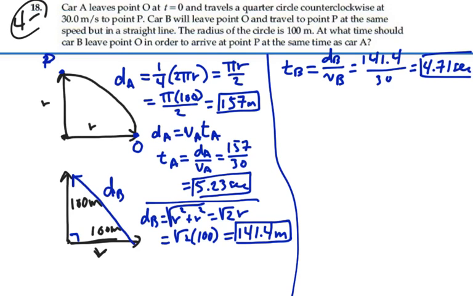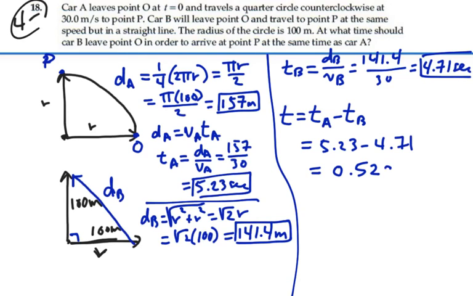The difference is how much lead time car B can give to car A. So the time we're talking about is going to be equal to time A minus time B. 5.23 seconds minus 4.71 seconds is 0.52 seconds, give or take 1/100 of a second or so. So car B will wait 0.52 seconds and then take off, and will arrive at point P at the same time as car A.